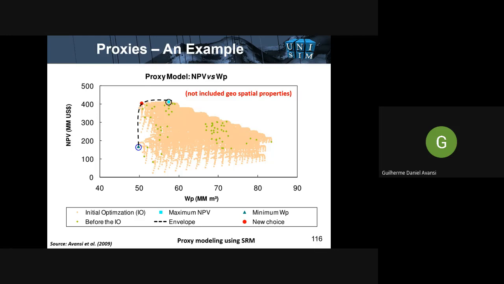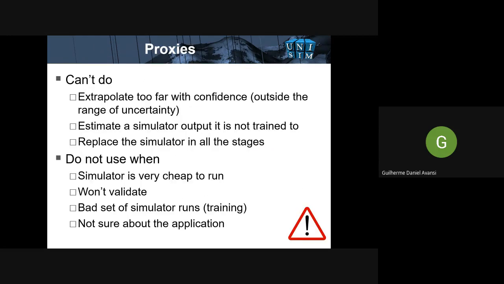So the proxy is very good, but we need to be careful because we have some limitations. What we cannot do with proxies: we cannot extrapolate too far with confidence outside the range of uncertainty. This follows the idea of the aircraft. The aircraft cannot land just anywhere. We cannot estimate simulation outputs that the proxy was not trained for. For example, suppose that I build my proxy for NP and WP, and I do not include, for example, the net present value. That is not possible, because we trained the proxy to estimate NP and WP. We cannot include an additional one. If we include it, we need to rebuild the proxy, etc.